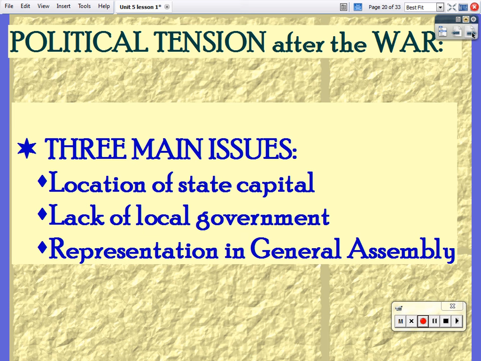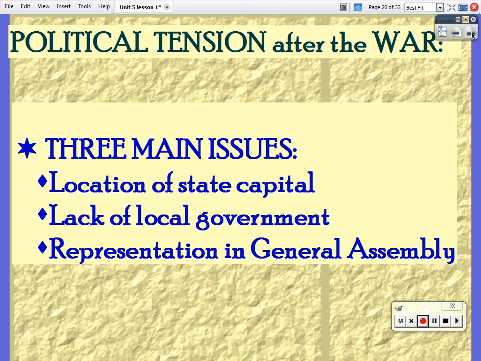Part 2 of Lesson 1 is the political tension after the war between the upcountry and low country. There were 3 main issues that created tension between the upcountry and the low country following the war.